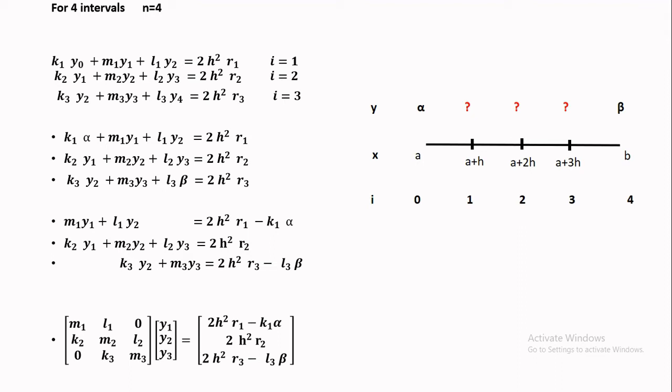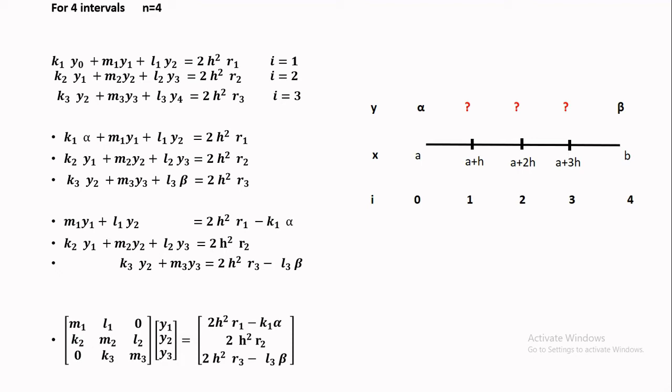So again we can solve these equations using Scilab. We know how we can do it. So we can get the values of y1, y2 and y3 for the 4 intervals case. So this is how we can solve the differential equation using the finite difference method for 2 intervals, or 3 intervals, 4 intervals, and similarly you can extend it and you can solve it for any number of intervals.